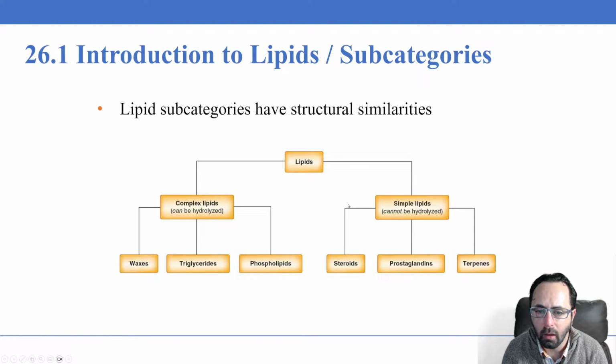So lipids have subcategories that have structural similarities. We have the two big categories, complex lipids, which can be hydrolyzed, and simple lipids, which cannot. Complex lipids include the classes waxes, triglycerides, which are the dietary fats and the way fat is stored in our body, and phospholipids, which are often parts of cell membranes. Simple lipids include steroids like cholesterol and the sex hormones, prostaglandins, which are involved in pain responses and inflammation, and terpenes, which have a variety of functions.